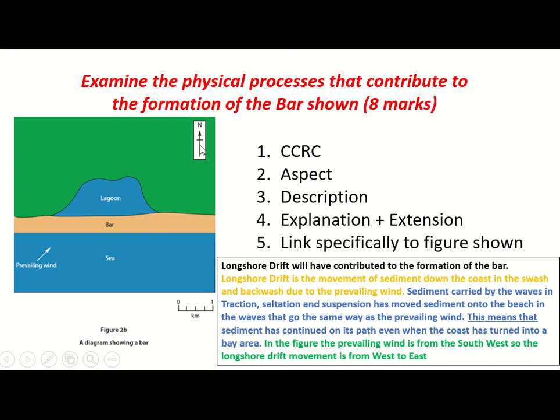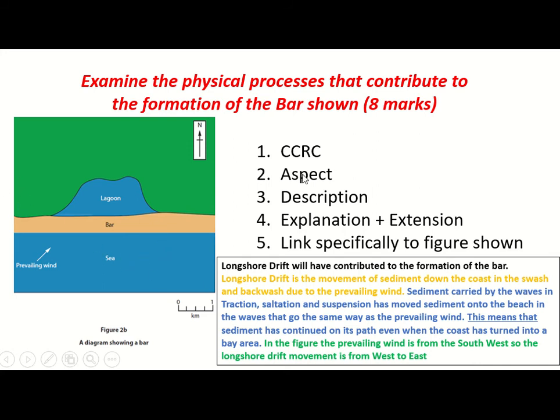This particular figure has a compass there, which tells me where the prevailing wind is, what direction it's going and how it goes. Now that paragraph is a really good start to this particular answer. What you'd need to do now is do 2 of the same paragraphs, but for different physical processes. So you could talk about deposition and how deposition has occurred to create the bar over time. You could talk about erosion of the cliffs down here.